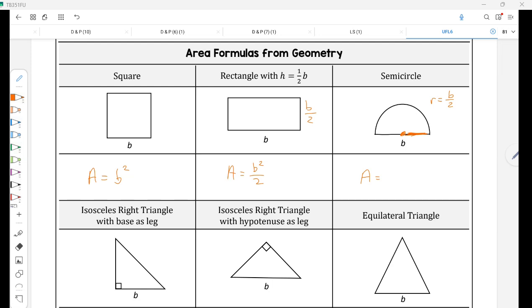So if our diameter is b, making our radius b over 2, what's our area?